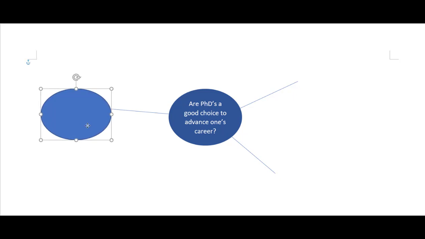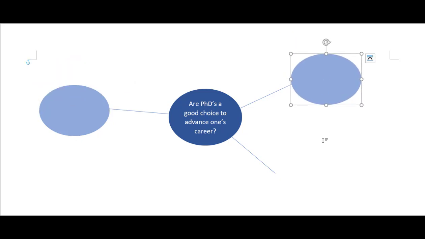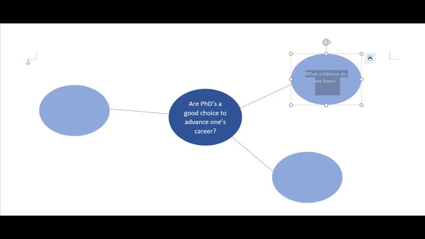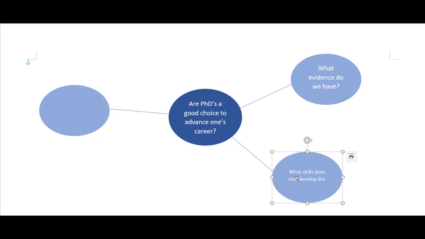Then, draw bubbles at the end of the 3 legs and put 3 more questions or statements in them. Make sure these questions are logically related to the primary question or statement, and they help you explore it in some more depth. In my example, in order to explore the main research question, I might, for example, ask, what evidence do we have that PhDs are a good choice to advance one's career? What skill set does one develop during the course of a doctorate?